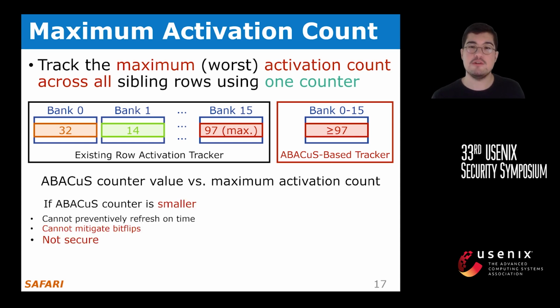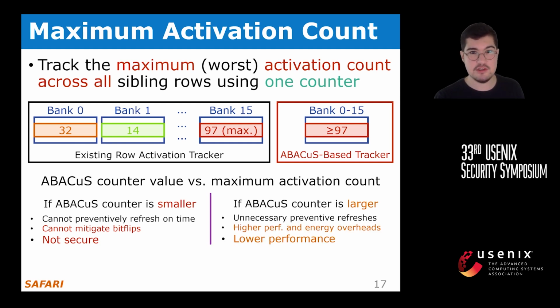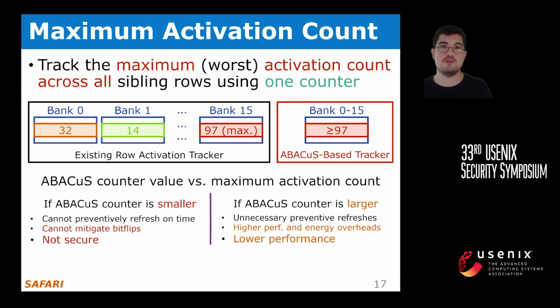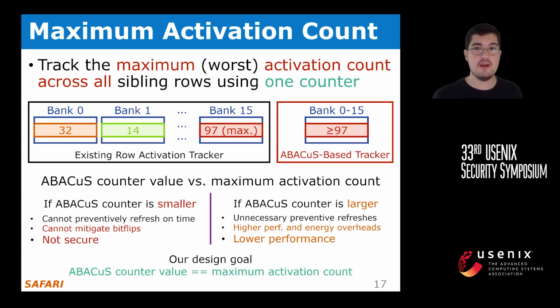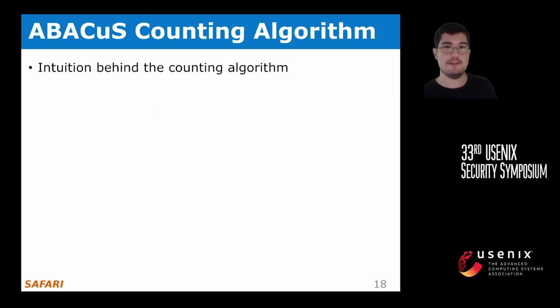Because if the ABACuS counter is smaller than the maximum activation count, we cannot mitigate bit flips. And if it's larger, we will have increased performance and energy overheads from unnecessary preventive refreshes. And because of these two reasons, our key design goal for ABACuS is to keep its counter value equal to the maximum activation count. I'll quickly explain the intuition behind ABACuS's counting algorithm.